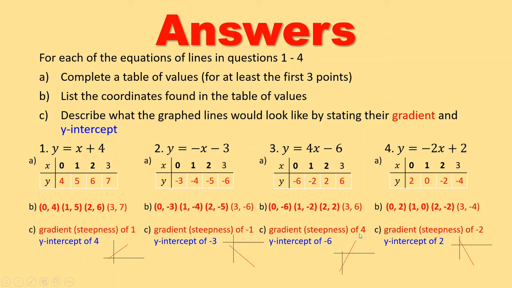A steepness of +4, this is +4x, and a y-intercept of -6, because we're subtracting 6. Finally, a gradient of -2, because this is -2x, and a y-intercept of +2, because we're adding 2 here.